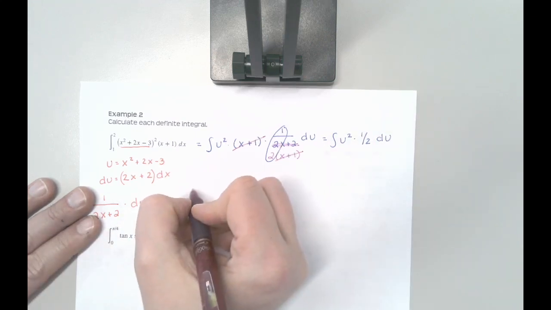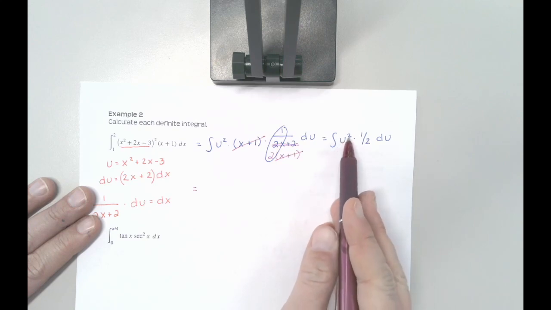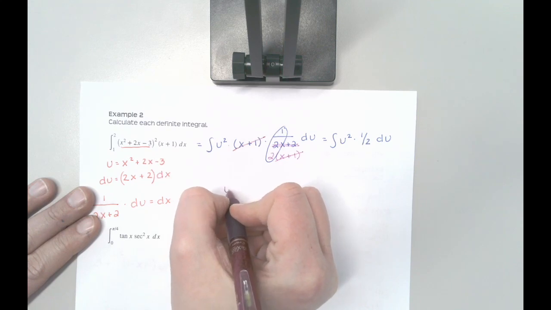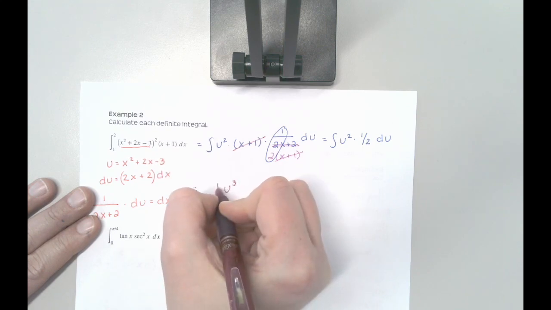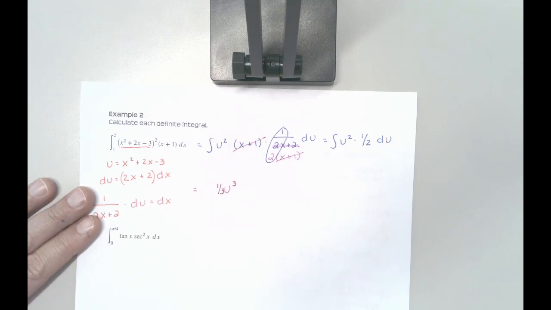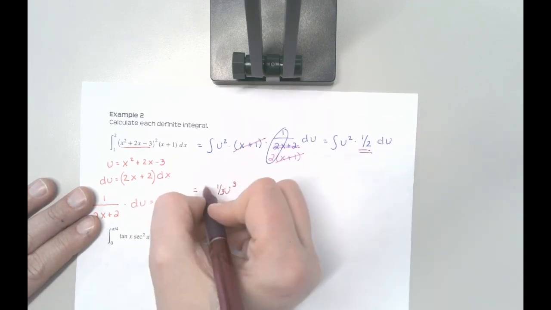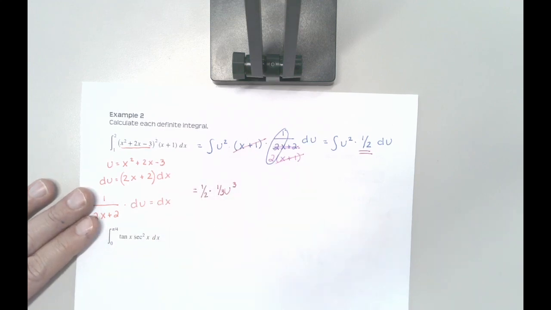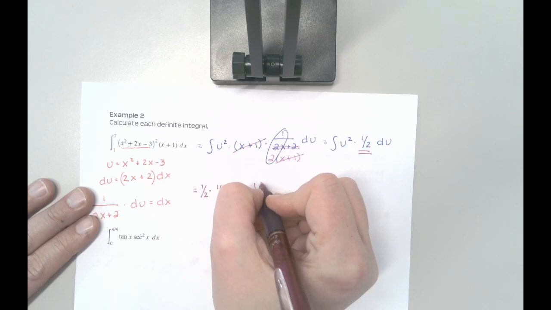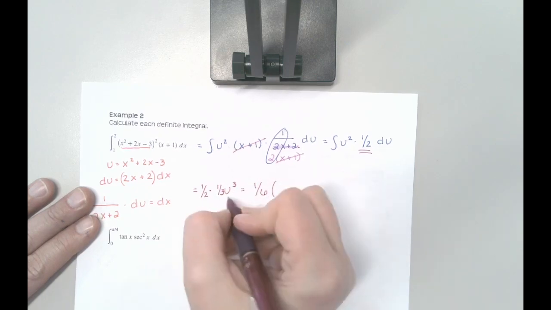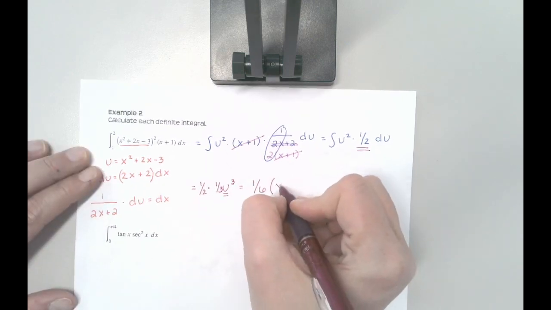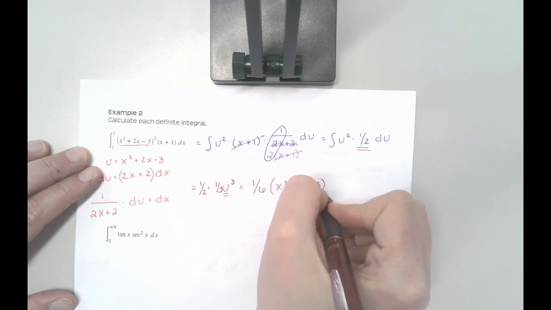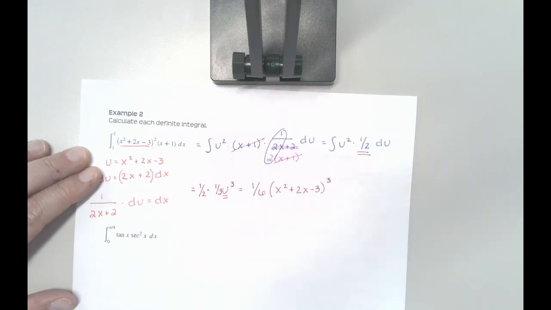I'm going to bring my antiderivative down here. So that's going to be u cubed. Let's do this. U cubed with a 1/3 in front. That's me doing an antiderivative. And I'm going to grab this 1/2 and put it in front here. So that's really going to become a 1/6. And then back in place of the u, I'm putting x squared plus 2x minus 3, and then that is to the power of 3.